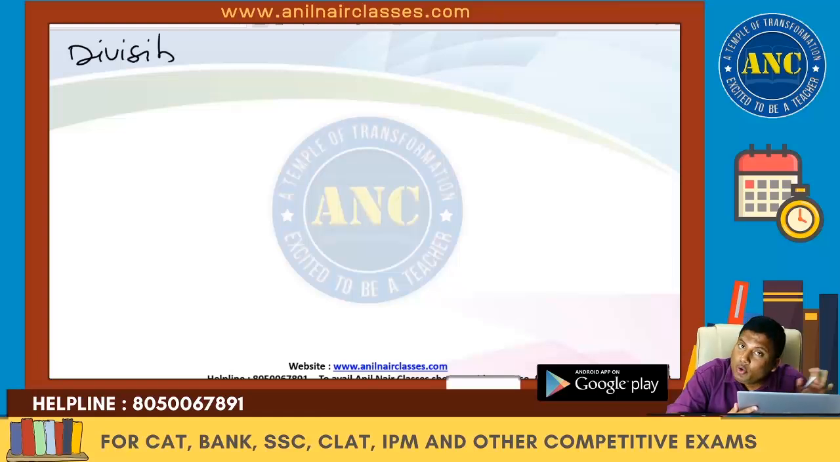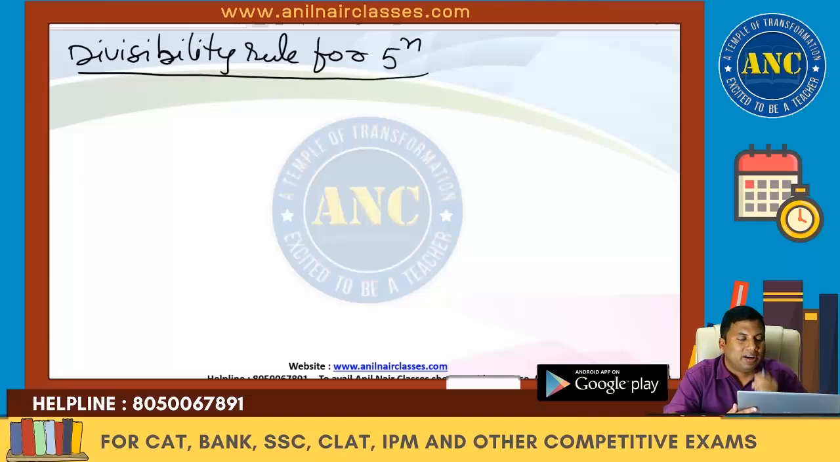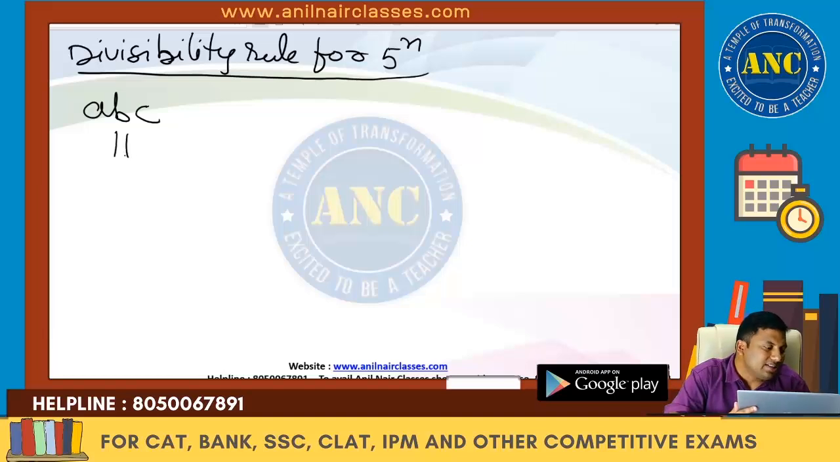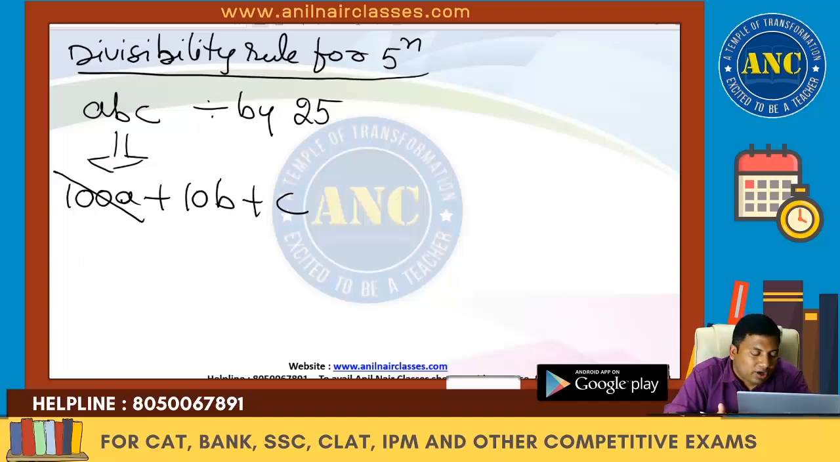Divisibility rule for 2 we discussed, then 2 power n. Then divisibility rule for 5 power n. 5 power 1. Suppose if I take a 3-digit number A, B, C. A is there in hundreds place. So 100A plus 10B plus C. 100A is divisible by 25 because 100 is nothing but 4 into 25.